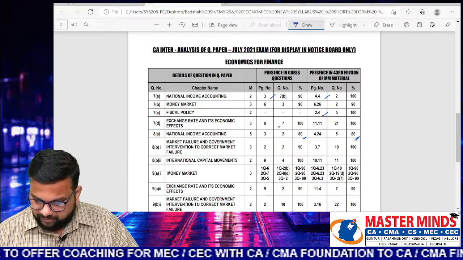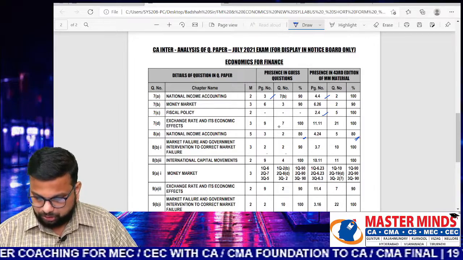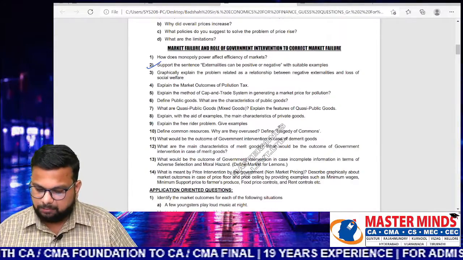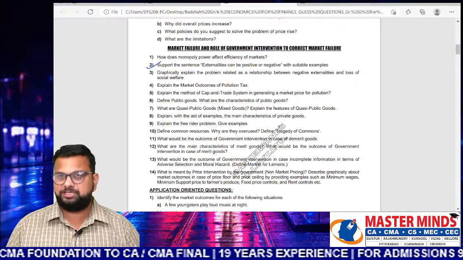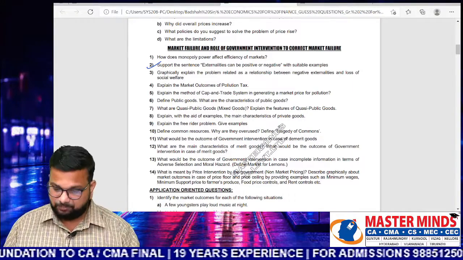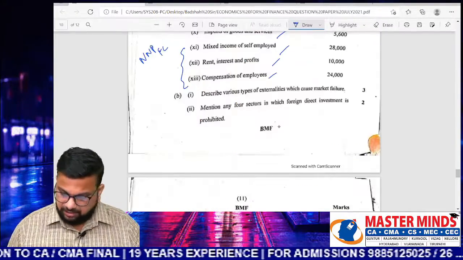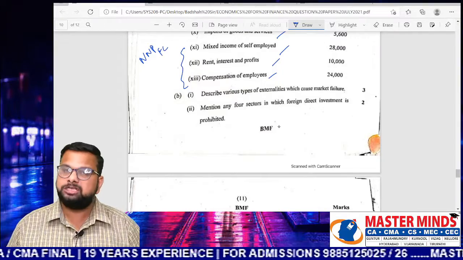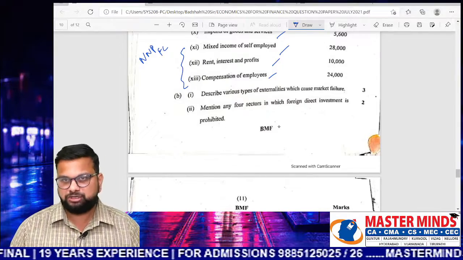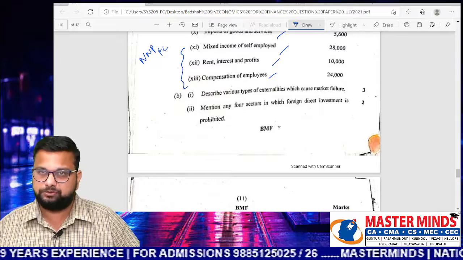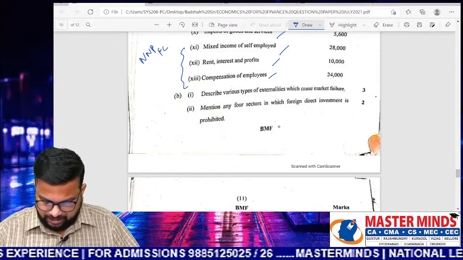8B is covered in our guest questions, Nana. Page number 2, question number 2: support the sentence 'externalities can be positive or negative' with suitable examples. The question is only different, Nana, but the answer will be the same. What he has asked is to mention various types of externality which cause market failure, Nana. Because of positive externality and negative externality, there will be market failures.